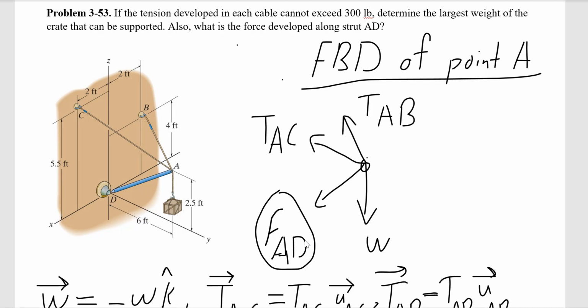You do not need to come here and modify your free body diagram. Leave the free body diagram as it is. That negative sign indicates that the direction is in the opposite direction. So you leave it as is.